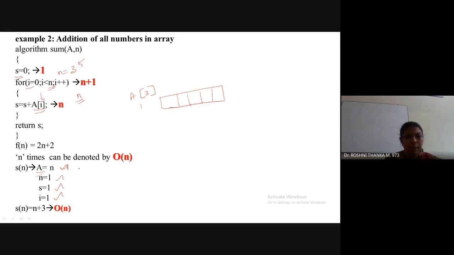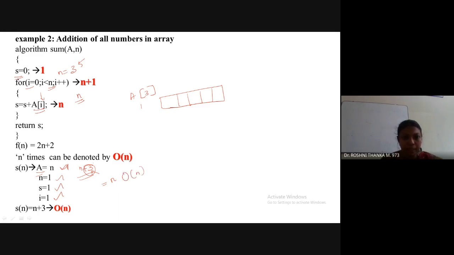So here we will have n plus 3. And we know that in big O notation, we always take only the highest degree of polynomial and the constants will be ignored. So we don't want to consider this constant. We will consider n. So the space complexity is big O of n.